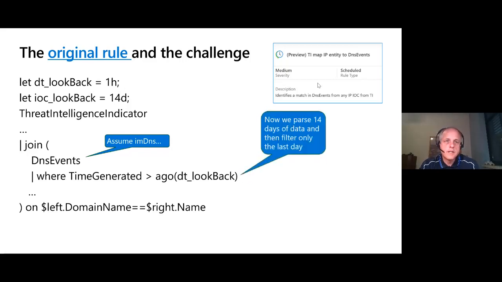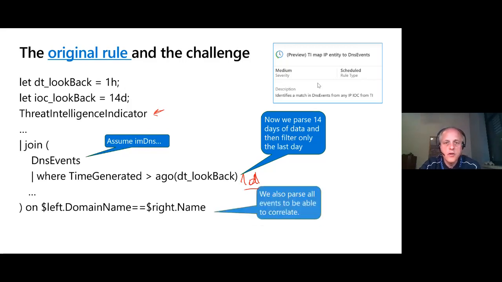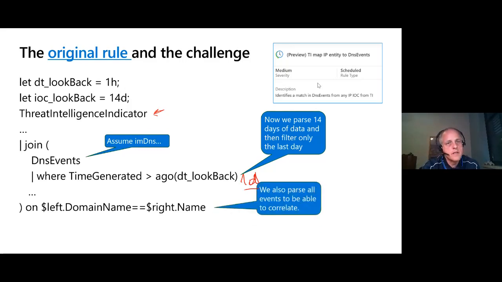However, notice that the rule runs on 14 days because the lookup for the threat intelligence indicator table needs to be 14 days. But then after parsing DNS events, or IMDNS in this case, for 14 days, we take just one day out of it. So it's 14 times the work needed. Moreover, we use join in order to compare the threat intelligence indicator table and the DNS events table. The number of actual results would be very small.